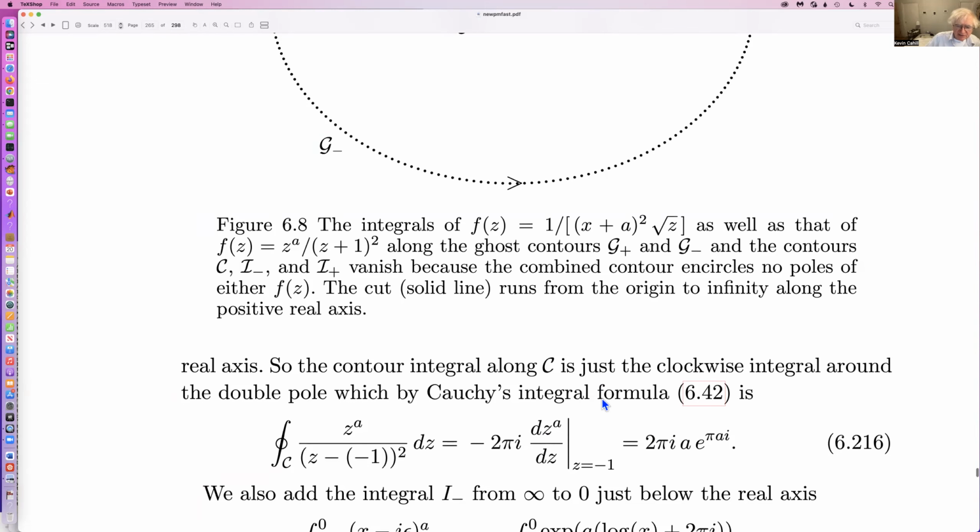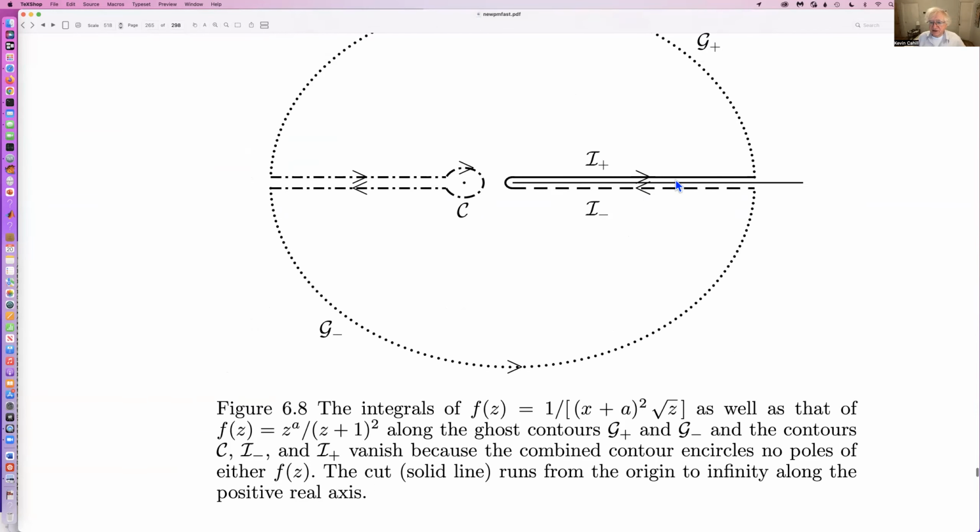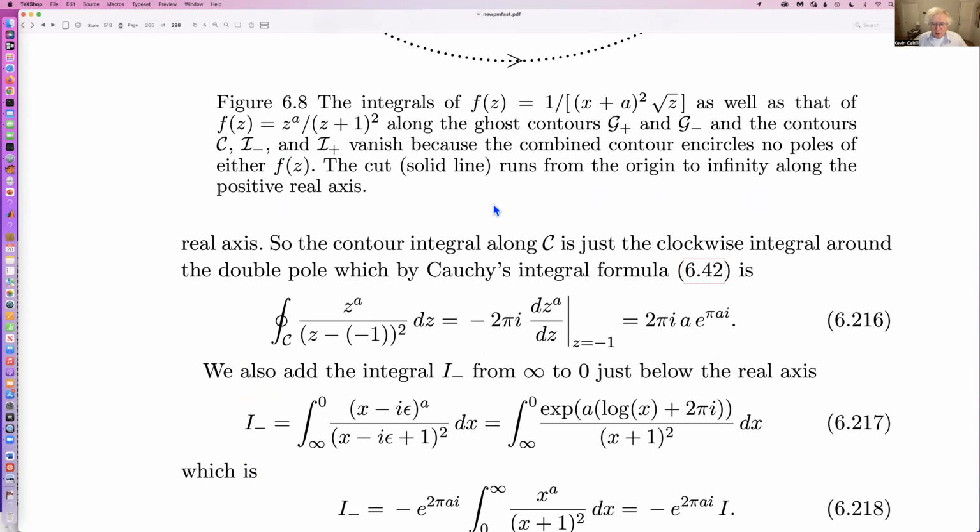Now, the integral I minus, that's this integral, well, what is that? That is this integral here, and we have to figure out what x minus i epsilon raised to the a power is. Well, that's equal to this. It's just below the real axis. And so theta there is effectively 2 pi.